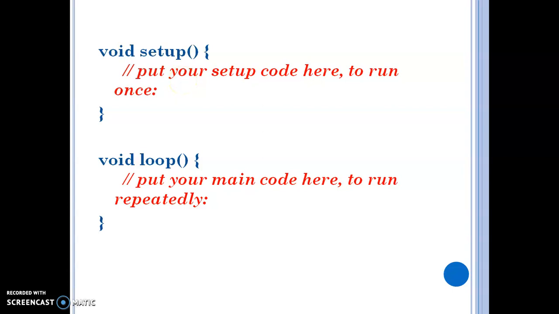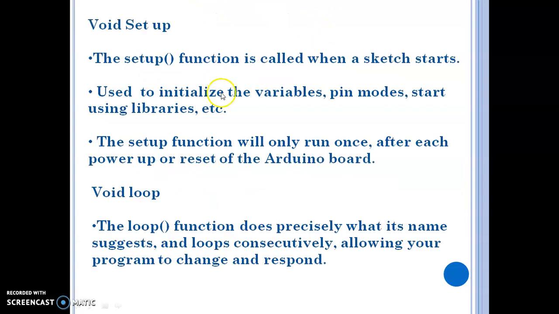That is, the basic declarations of variables and the modes of different pins are given in the setup function. Then the loop function. In the loop function, whatever coding we want to be repeated, all the instructions are written in the void loop function. As I explained, the setup function is used to initialize variables, different modes of the pins, declaring the libraries, etc.